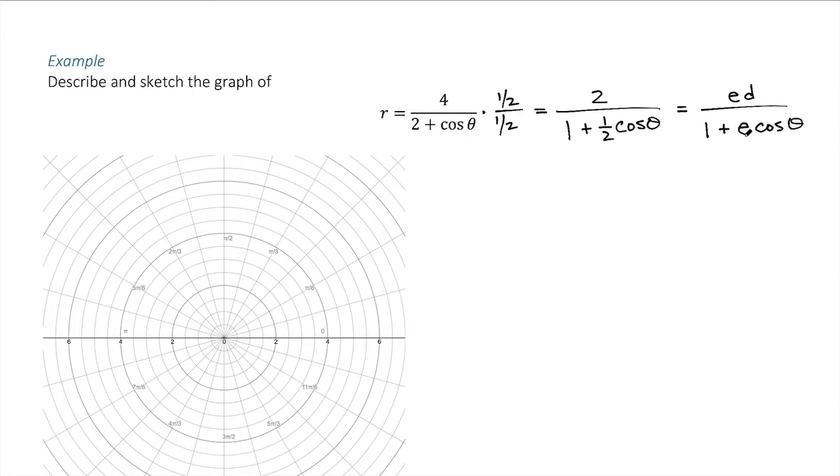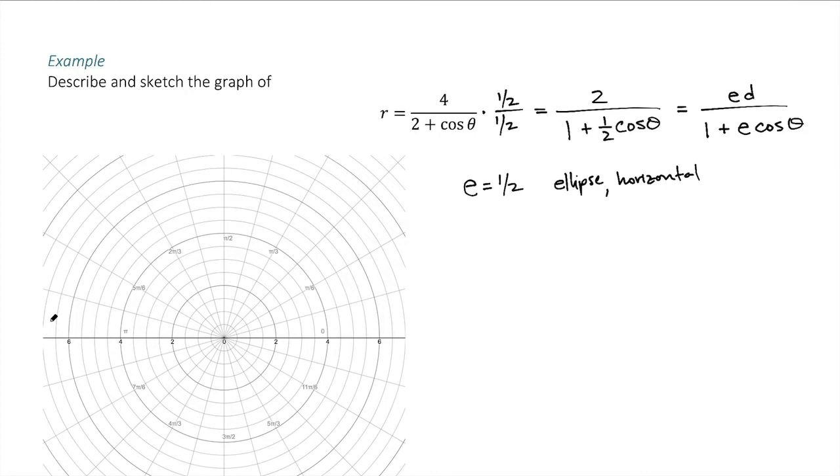And now we can see that E is 1/2. All right, now E is 1/2, which is between 0 and 1, so this is an ellipse. And because we have a cosine here, this is a horizontally oriented ellipse, with a focus at the pole. And because this is a plus, the directrix is to the right of the pole, meaning the ellipse is going to be stretched out towards the left.